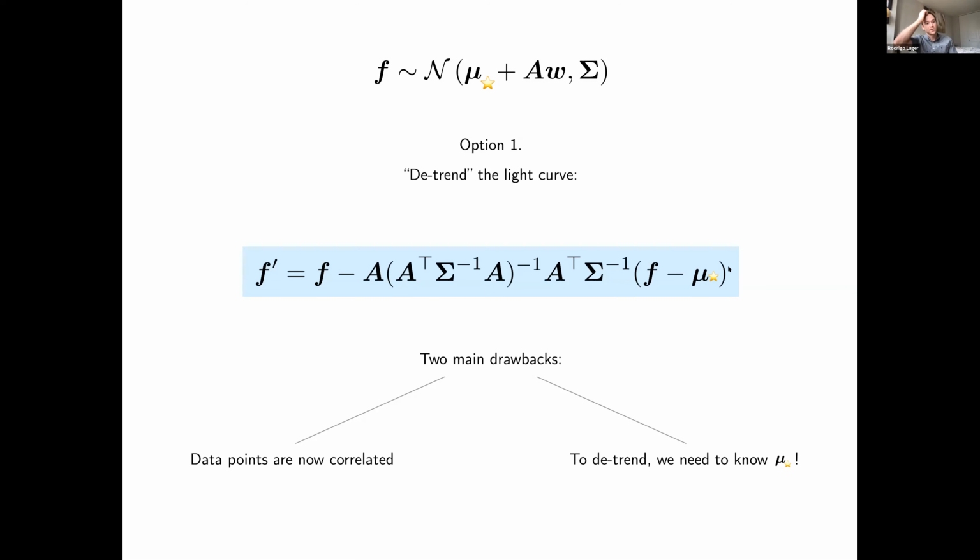You don't know what the actual astrophysical signal is. And so it's a bit circular. And there are ways around this, right? One way around this is you mask the transits before you detrend so that the detrending process doesn't overfit them.